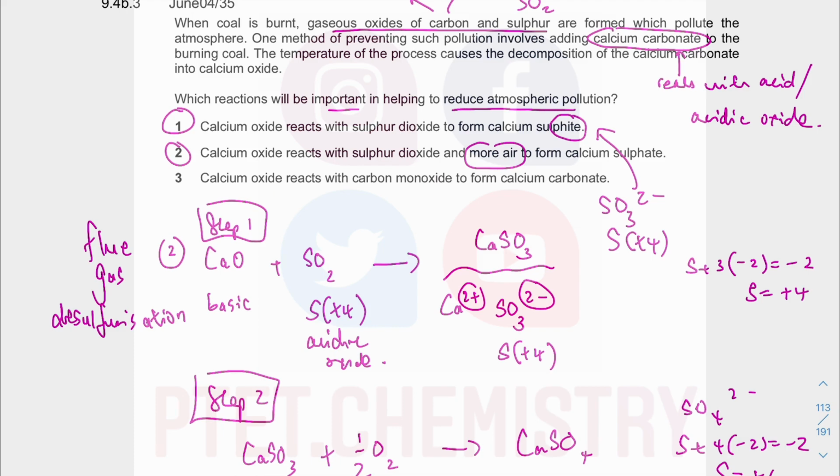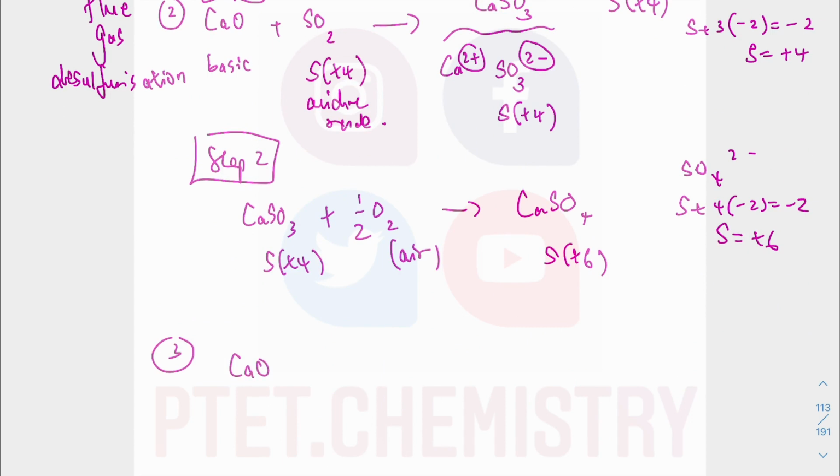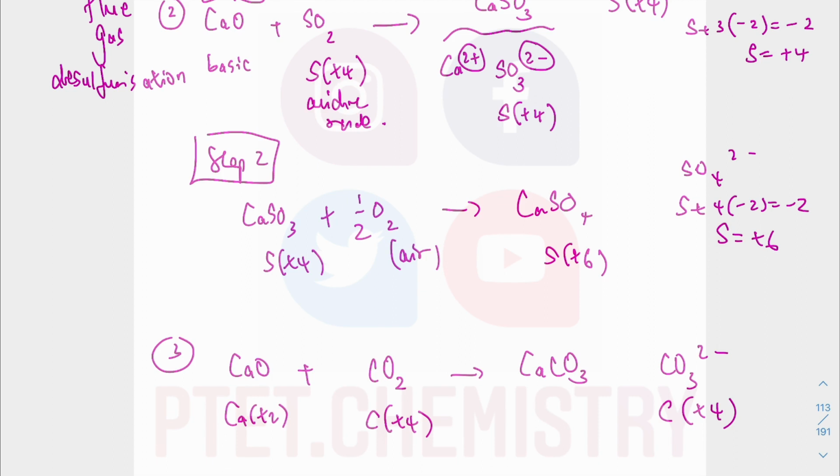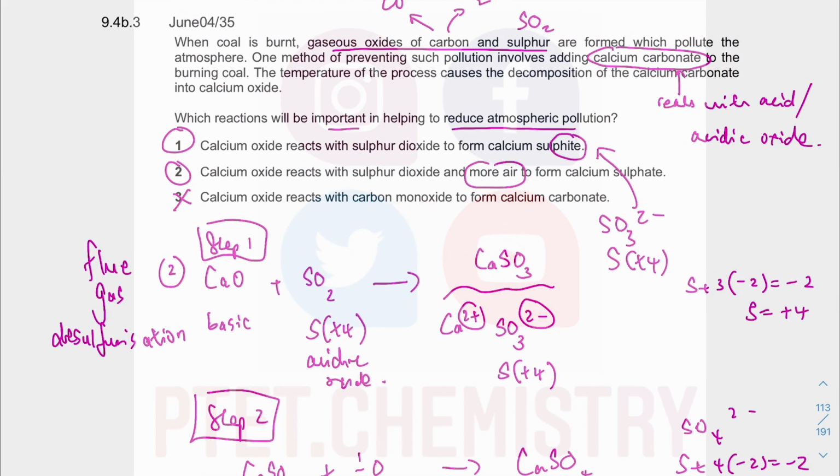Calcium oxide reacts with carbon monoxide to form calcium carbonate. I can tell you that is wrong, because calcium oxide reacts with CO2 to give you calcium carbonate. That is carbon plus 4. This is CO3 2 minus, carbon plus 4. You can work it out in the same exercise that I did for sulfur. You can work out it's carbon plus 4 because this is an acid-base reaction. It is not a redox. So calcium is plus 2, carbon is plus 4, oxygen is minus 2. It reacts with CO2 to give you calcium carbonate. It doesn't react with carbon monoxide to give you calcium carbonate. So 1 and 2 are correct. That's option B.